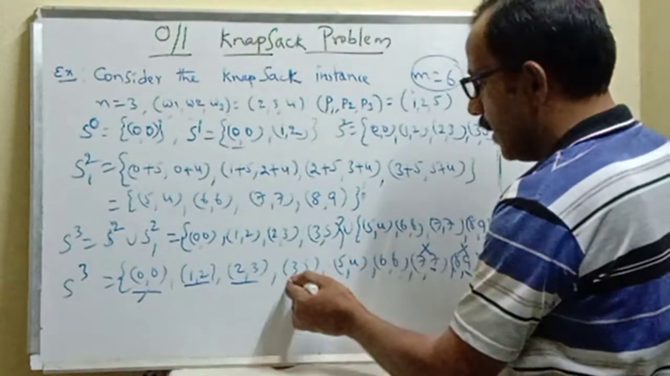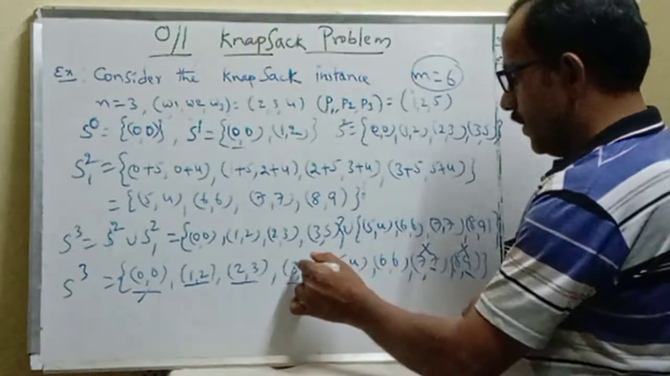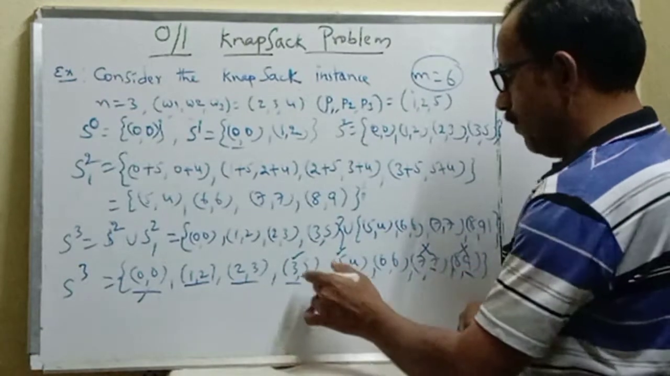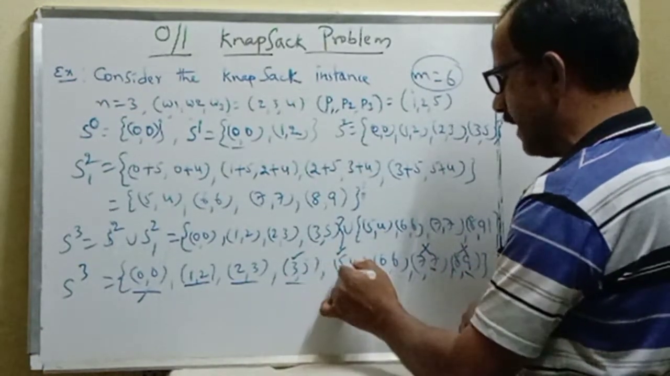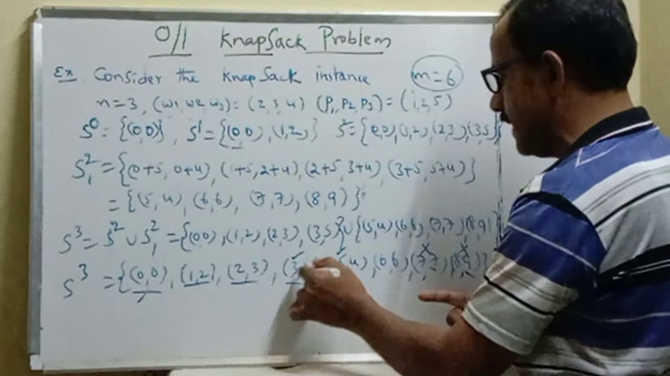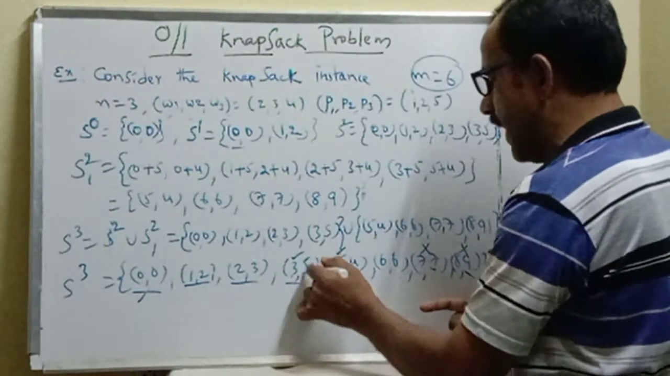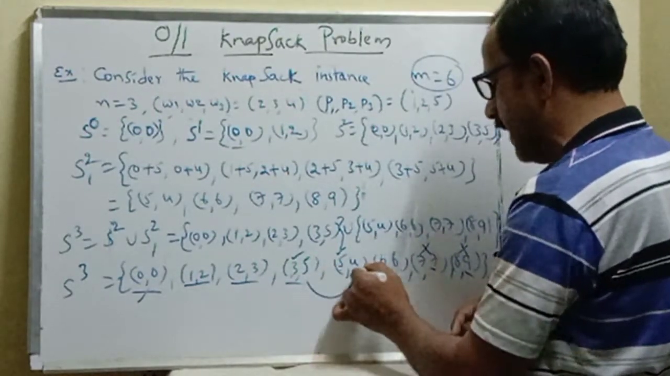Okay. Now compare 3 5. Now 3 is less than 5. So the profit of this pair is less than the profit of this pair, but the weight of this pair is greater than the weight of this.